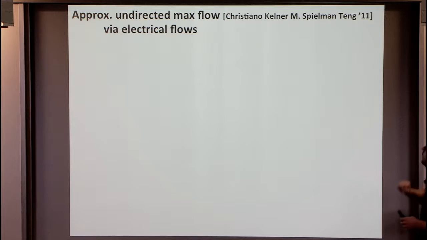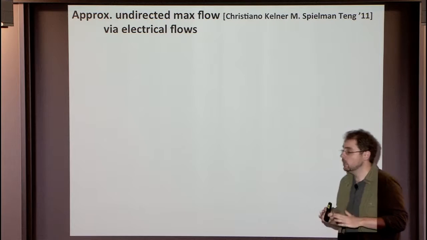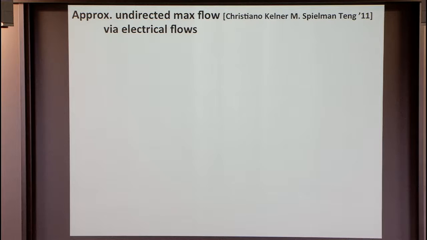So if I told you, here is an undirected graph with capacities, or actually with all capacities being one, and here is an epsilon, can you find me a one minus epsilon approximate max flow in this graph? And I tell you that I want you to use electrical flows. What would you do?